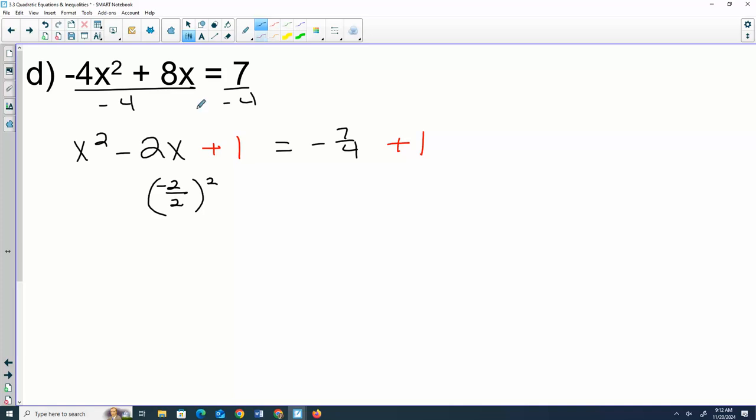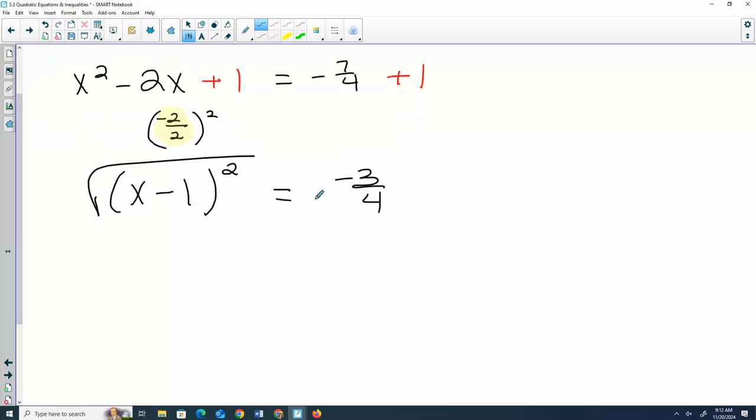Alright, so the factoring. Remember, we made a perfect square. It should factor into something squared. So two ways to figure that out. You can ask yourself, what multiplies to 1 and adds to negative 2? Negative 1 and negative 1. Or you can look, before we squared, when we did negative 2 divided by 2, that is equal to negative 1. So it's x minus 1 squared. Negative 7/4 plus 1 is negative 3/4.